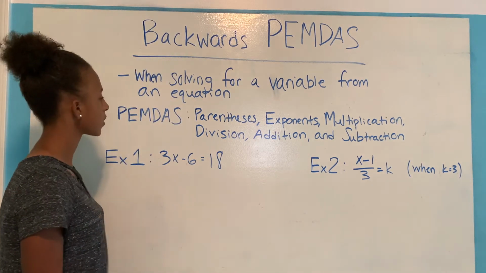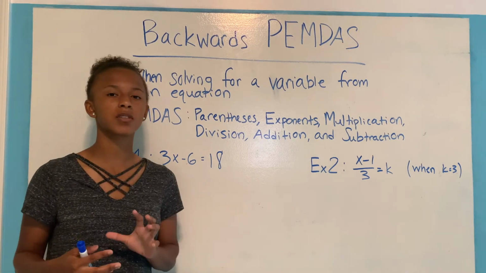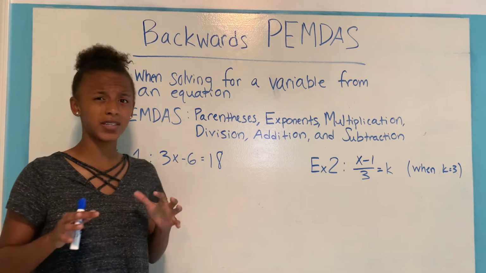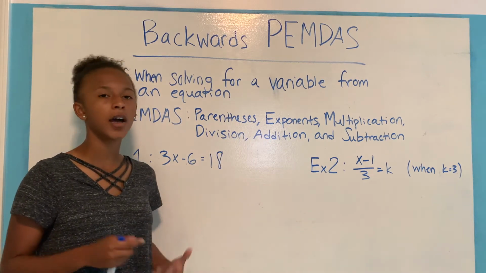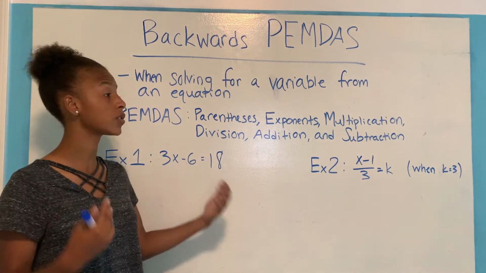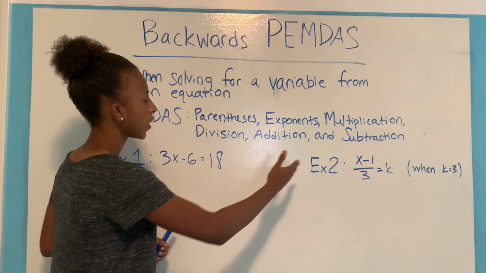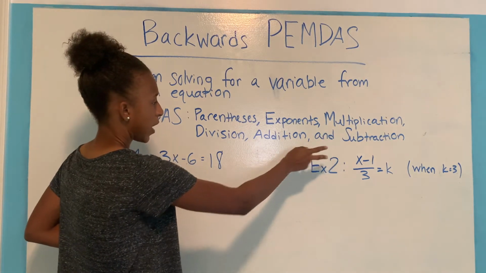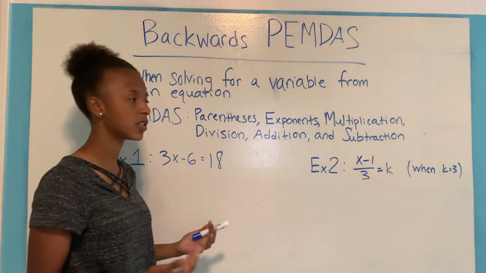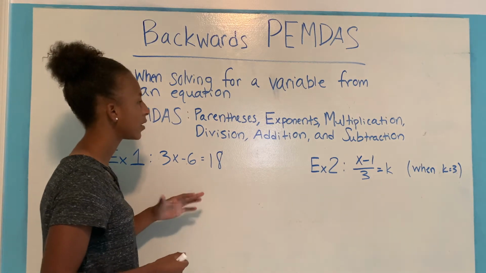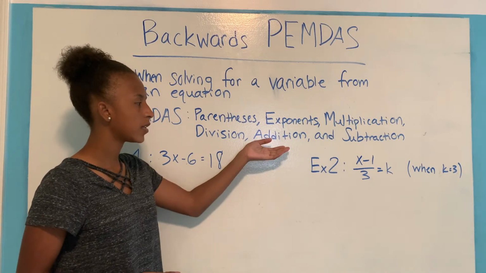So let's look at this first example of 3x minus 6 equals 18. This is one of the more basic examples that you'll see, where you only have to do really 2 to 3 steps to find out what the variable is, and it's pretty easy to follow along with the PEMDAS track that you're doing, right? So let's start doing backwards PEMDAS. If you were to go backwards, it's subtraction, addition, division, multiplication, exponents, and parentheses. So what I'm going to look for first is subtraction. Right now, I don't really see any subtraction to help cancel out a value, so I'm going to move on. And then I see addition.